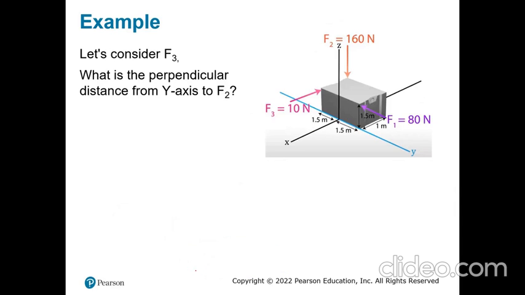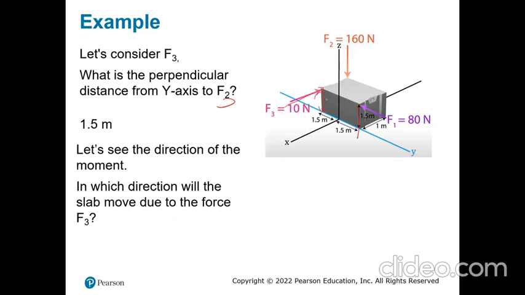Let's see F3. What's the perpendicular distance from the y-axis to F3? That's going to be F3, so that's 10 Newton. So my perpendicular distance is the vertical one, so that's 1.5 meters. So what's my direction? My force F3 is going to move my box like that. So if I keep the hand and see, that's going to be clockwise. So negative 10 times 1.5, that's negative 15 Newton meter.